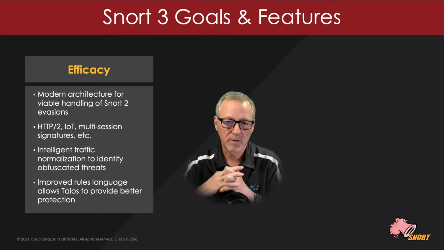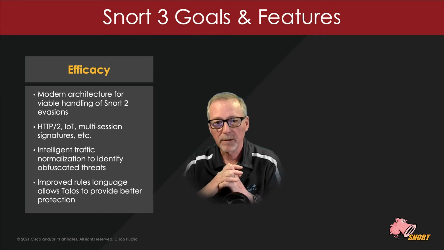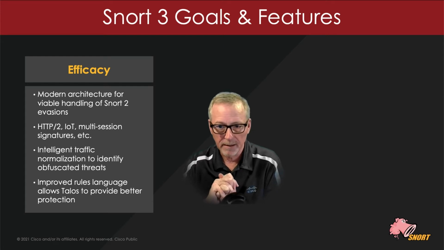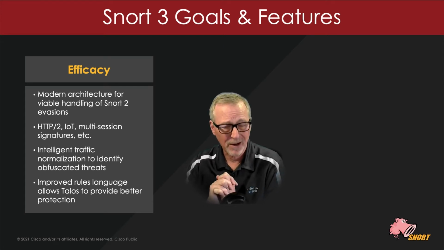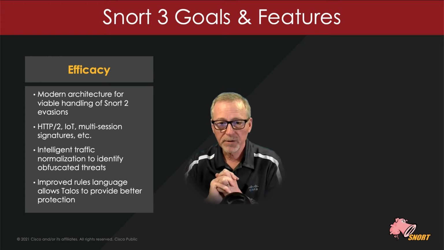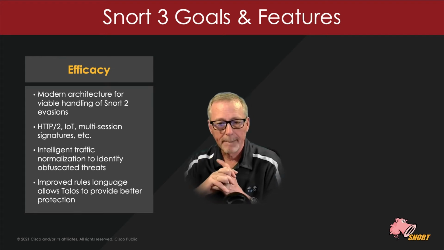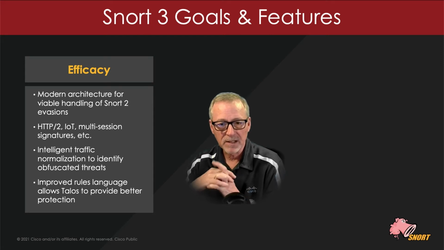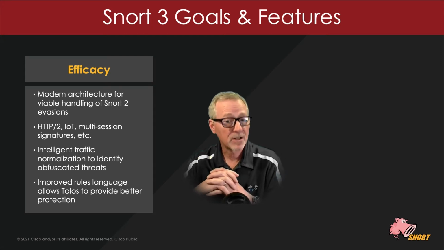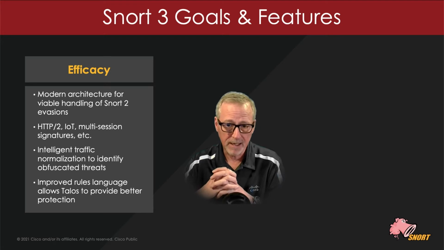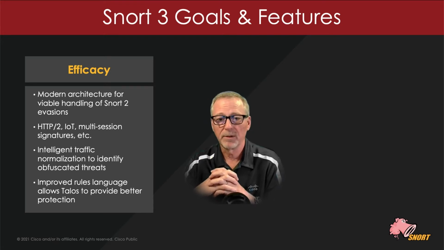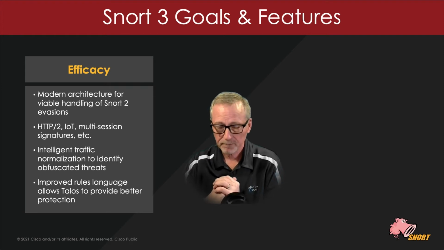We've dealt with most of those quite well with Snort 2, but we want to have a better way to handle those evasions, much of which are packet-based. Also, HTTP2 is important. HTTP2 is a new protocol that is not supported by Snort 2, so we want to make sure that's in this Snort 3 version. More capabilities for the Internet of Things, or IoT. Multi-session signatures, right? So instead of being packet-based, be session-based and be able to look for something within a session, not just within a couple of packets.